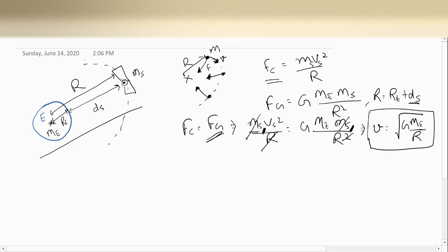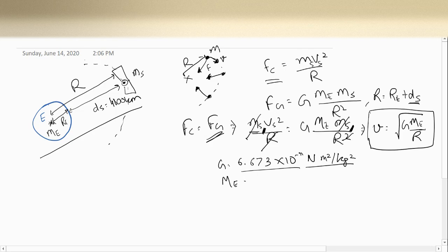Okay. So continuing with our problem, in our problem, ds is given as 4800 kilometers. So let's write down all the constants to find the expression for velocity. G is given as 6.673 times 10 to the minus 11 Newton meter squared per kilogram squared. Now it's always important to remember the units in which the constants are given. This is very important to get the right numbers.